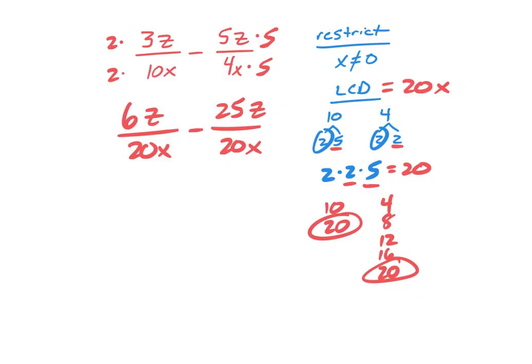My denominator will now stay the same, right? Do not change your denominator. It's 20x. In order to combine these together, they have to be alike. So both of them have a z on it, right? Sometimes we may not be able to combine these together, but as long as they're like terms, I can combine them. 6z minus 25z. Really watch the sign that's in between. So what would 6 minus 25 give me? Negative 19.